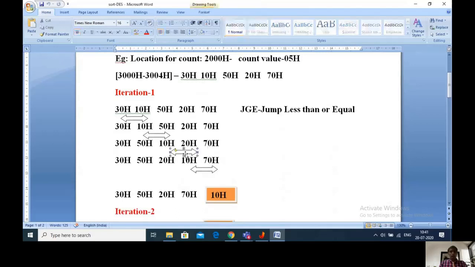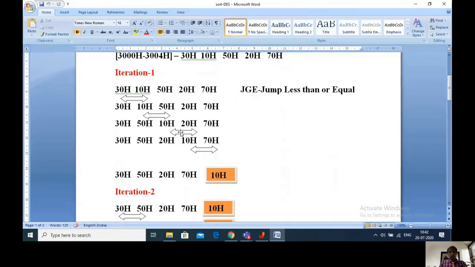Coming to the third comparison, I am comparing the third byte with the fourth byte. Whenever my third byte is greater than or equal to the fourth byte, no need of exchanging. Whenever the third byte is less than the fourth byte, exchange. In this example, the third byte is less than the fourth byte, so you should exchange them. After exchanging, the fourth byte comes into the third byte position and the third byte goes to the fourth byte position. Keep the fifth byte as it is. This is after the third comparison.